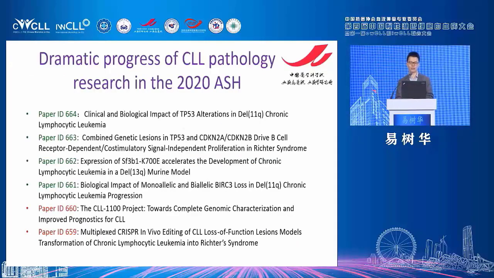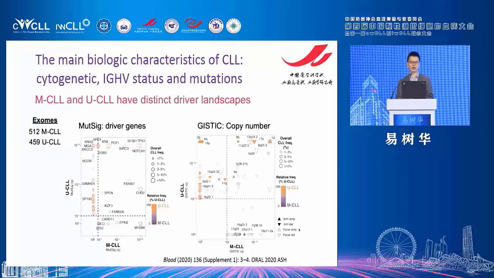As we know, the biological characteristics have been described very extensively and deeply in the Western population. In the last ASH meeting, there was a lot of dramatic progress in this pathology. For example, I listed the titles of these oral presentations from the last ASH meeting, which illustrated how these genes work in the initiation and progression of CLL. I think the main biological characteristics of CLL fall into three aspects. One is cytogenetic aberration. Another, very important, is the IgHV mutation status, and the other is somatic genetic mutations.